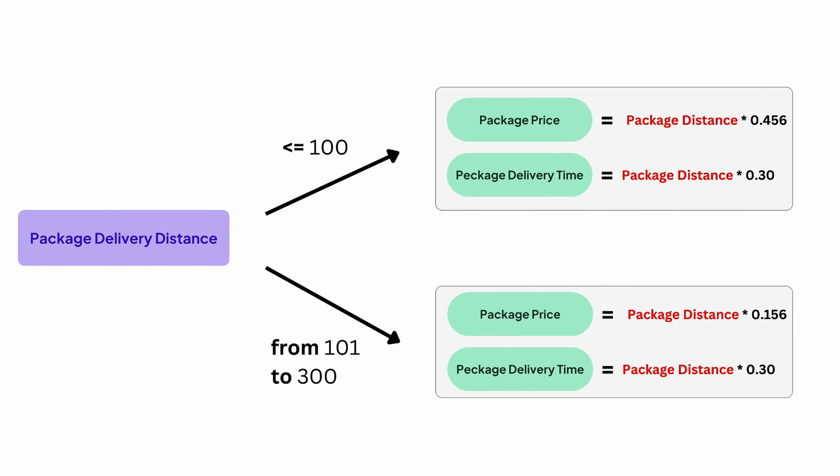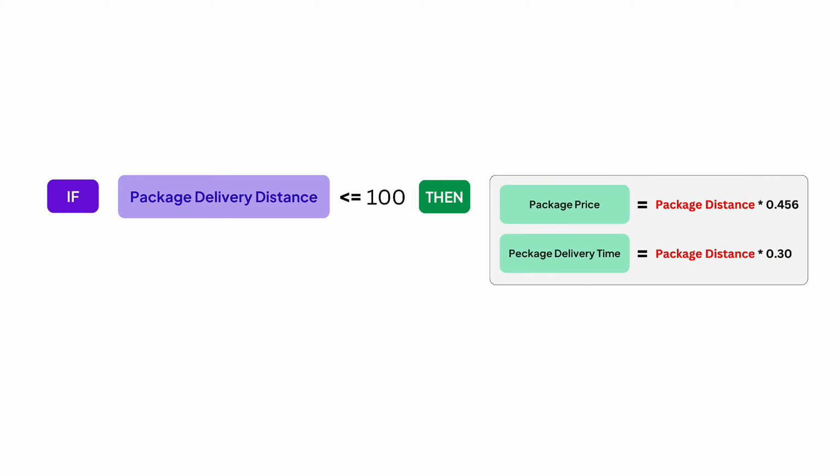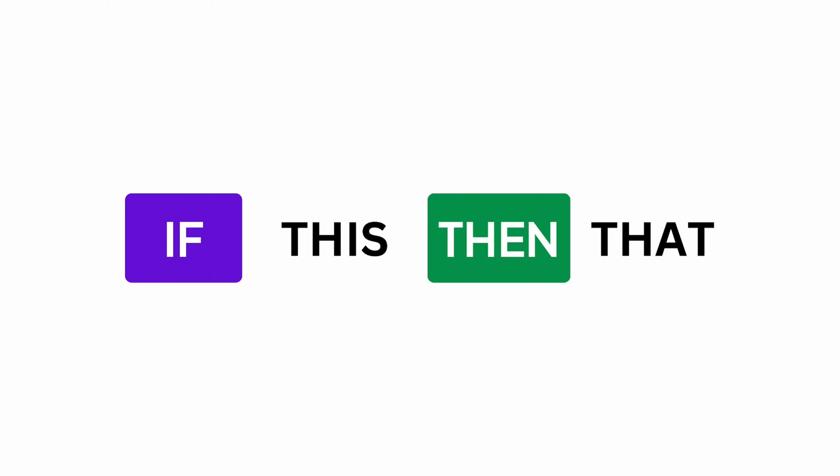For example, here you see that if the distance will be lower or equal to 100, then the price of delivery will be the distance that the package has to travel multiplied by 0.456. In a second case, if the distance will be between 101 and 300, then the price is the distance multiplied by 0.156. In DecisionRules, the decision trees works exactly like that, with a small difference that it puts the branches that you know from typical decision trees into blocks, meaning that it works based on if this, then that structure.